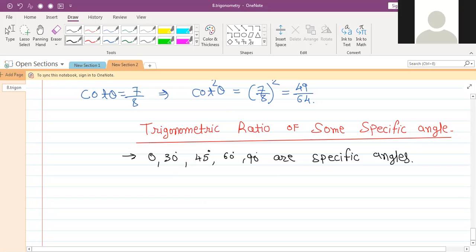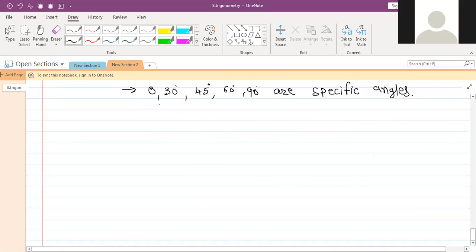Okay, and for all these six trigonometric ratios we can find the value of all these: sine 0, sine 30, sine 45. Similarly for cos, tan, cot, cosec, and sec. Okay, all we have to find. So I can explain how we get that value. Just a second, I will draw one table.